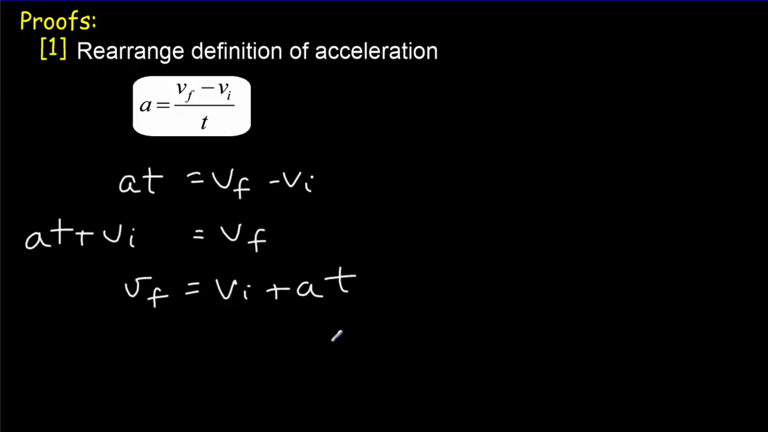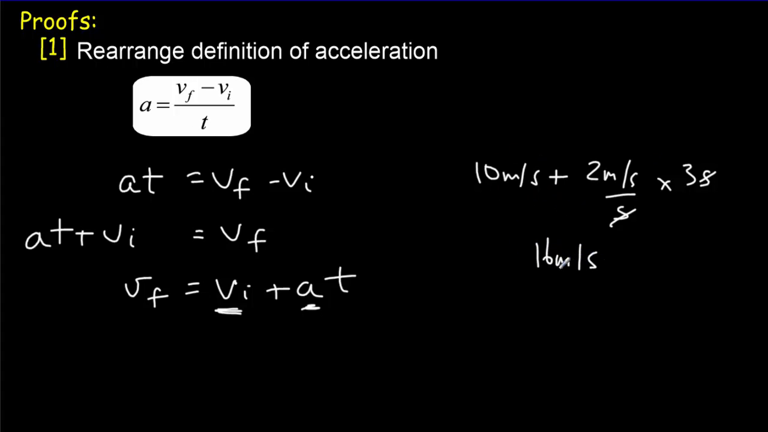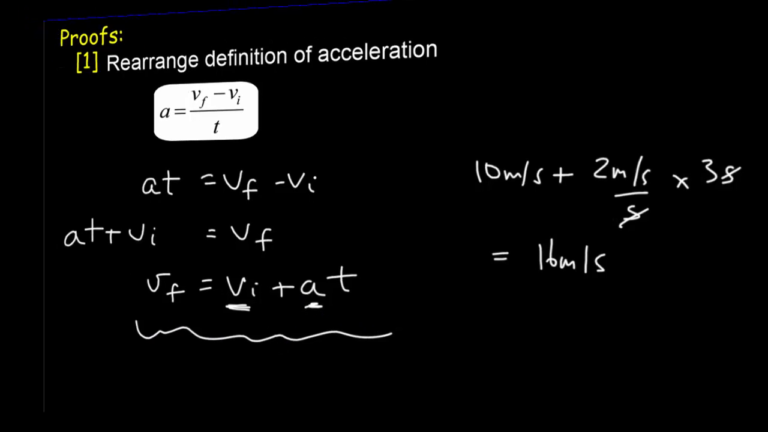And this equation should make a lot of sense to you. Let's say your initial velocity is, say, 10 meters per second. And let's say you're gaining speed at 2 meters per second every second. And you do that for 3 seconds. Well, that means that due to that acceleration, you should add another 6 meters per second to your original speed to get 16 meters per second. So this should be a very physically intuitive equation for you.